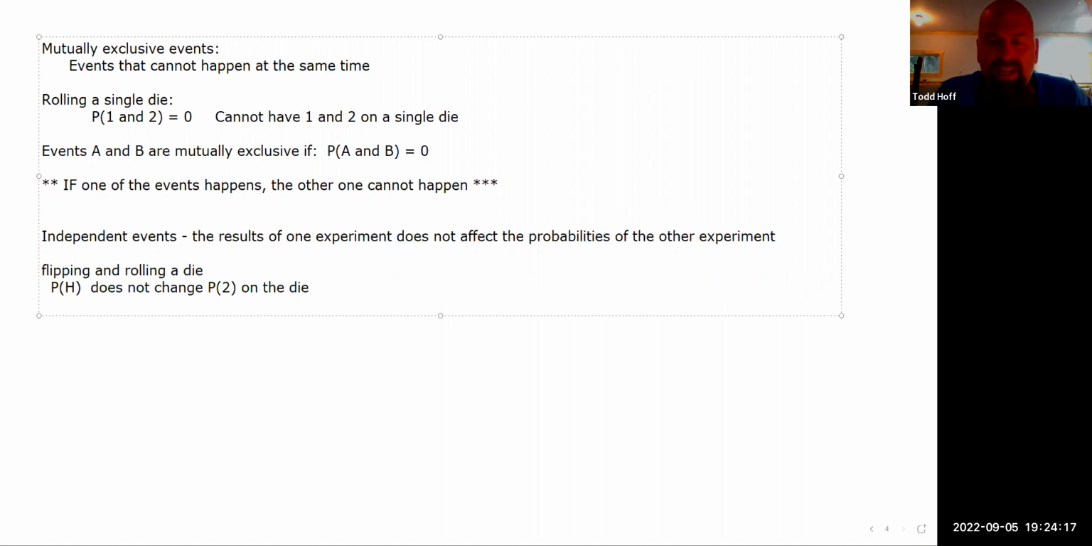So when you add up all of the outcomes, the probabilities must add up to 1. If the probability is 0, that means that the outcome is not possible.